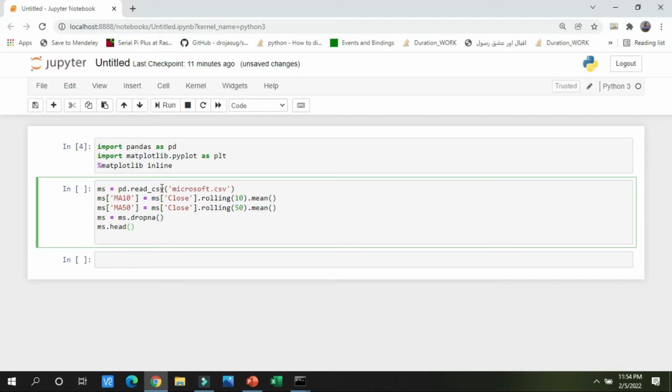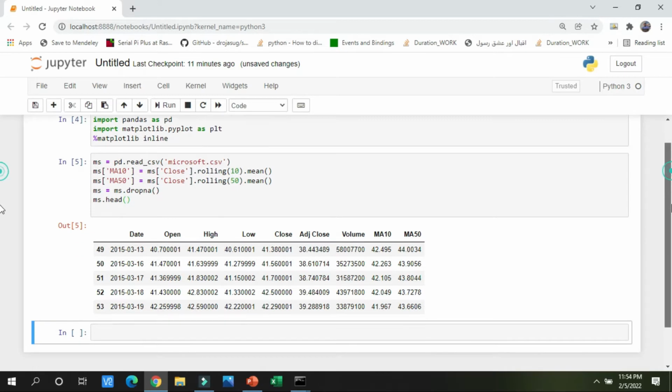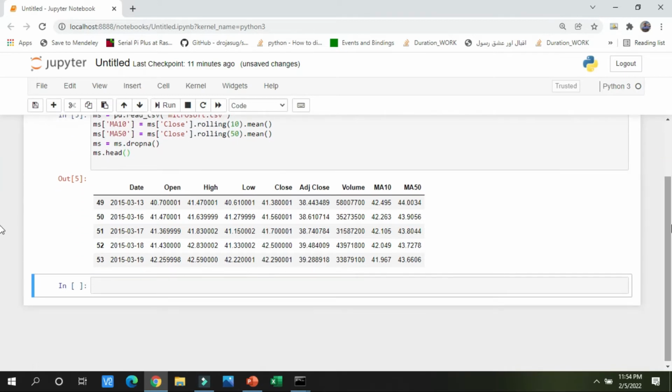So I am writing ms.head to see all the work I have done. You can see there is our data set and two new columns are generated. Now you have seen the moving averages MA10 and MA50. Now what is the most important thing?